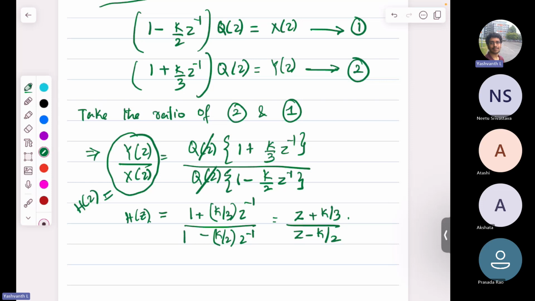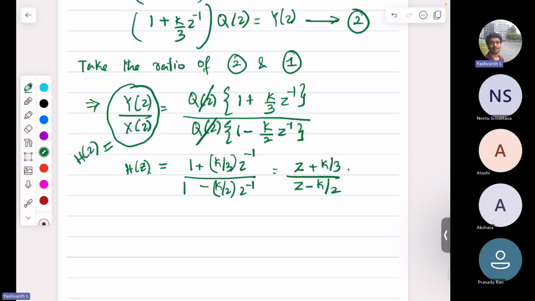What should we do now? Now we need to find the values of k for which the system is BIBO stable. What is the criterion for BIBO stability? The unit circle must be included in the ROC of the system function. Okay. Before that, first, we need to find the ROC for h of z.